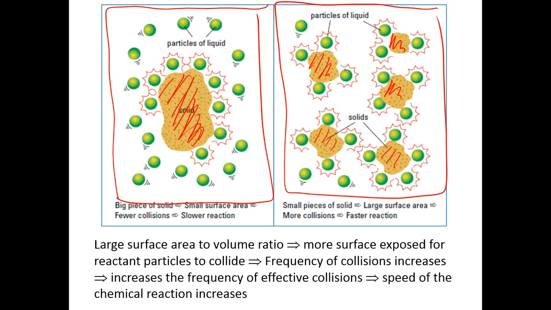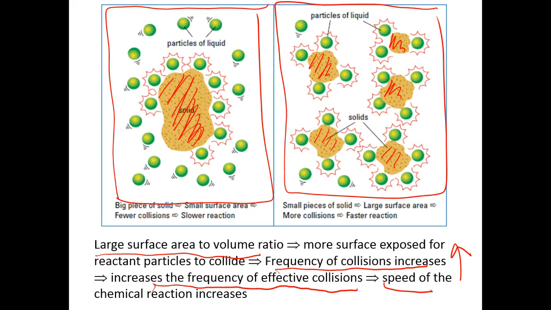at the end of the day, it means that for this reaction mixture here, there is a higher chance for collision to take place. Why? Because there's a greater surface area to volume ratio. So if I expose more surface for the reactant particles to collide, it means that I can increase the number of collisions per unit time, and as a result, I increase the probability of an effective collision. So at the end of the day, the speed of the reaction will increase.